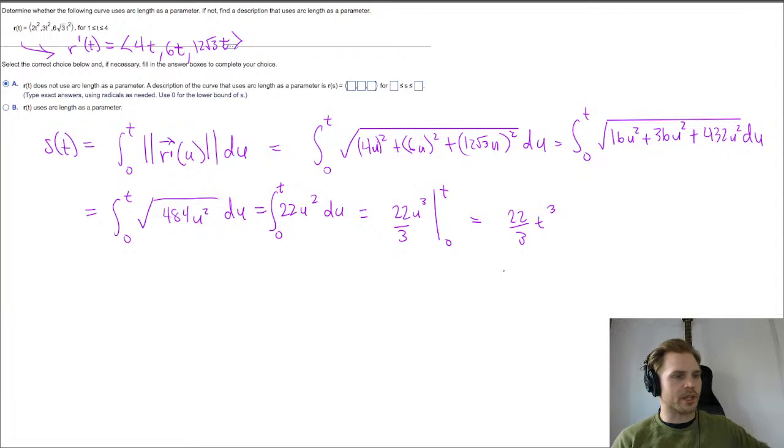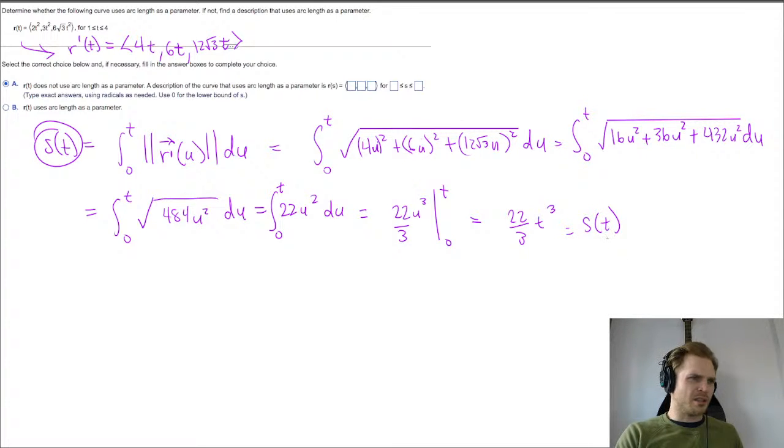All right, so now what do we do with that? It says determine whether the following curve uses arc length as a parameter. Doesn't look like it. If not, find a description that uses arc length as a parameter. So we find this function s, which is s of t, a chain of equality. It says taking this and plugging it into the original vector function, we can reparameterize.